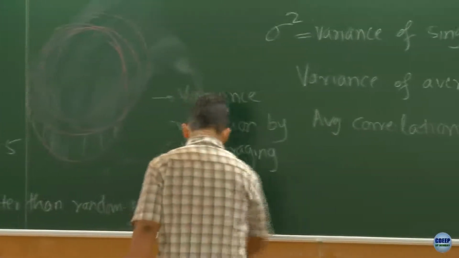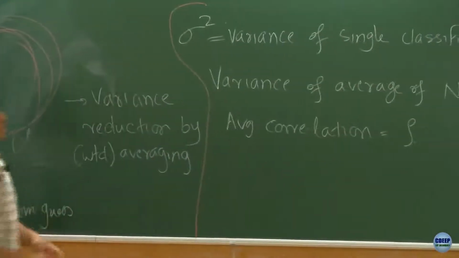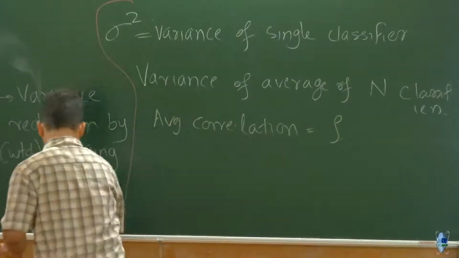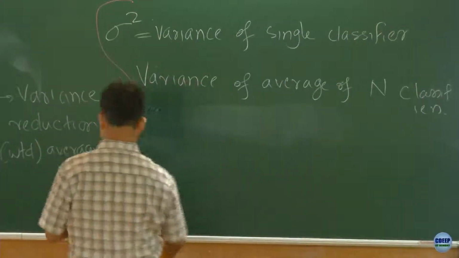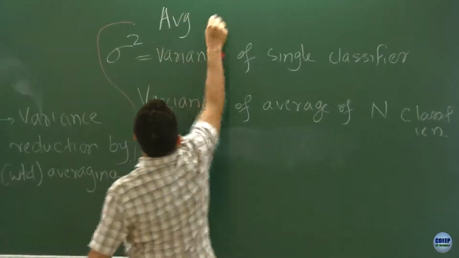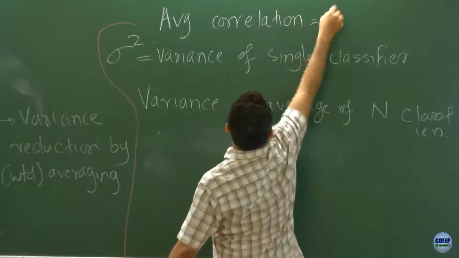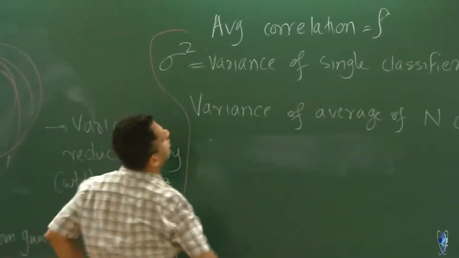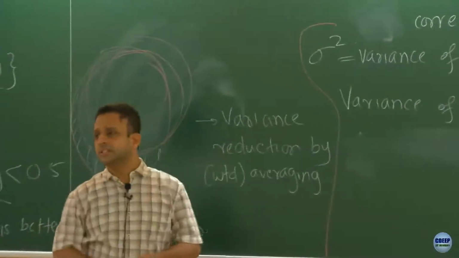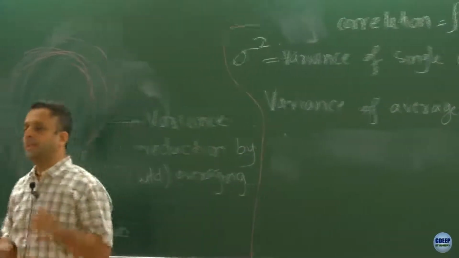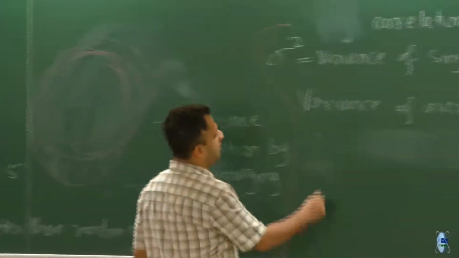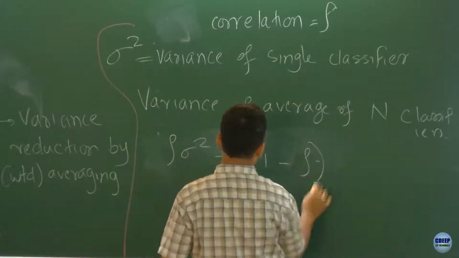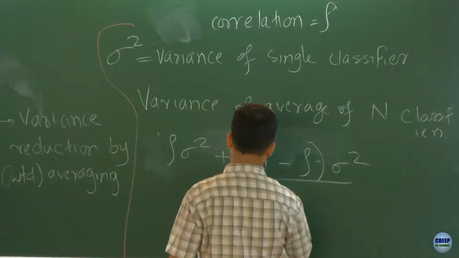Okay, so you could show that if the correlation between two classifiers' predictions is rho, and sigma square is the variance, then the variance of the average will be rho times sigma square plus (1 minus rho) times sigma square divided by n.